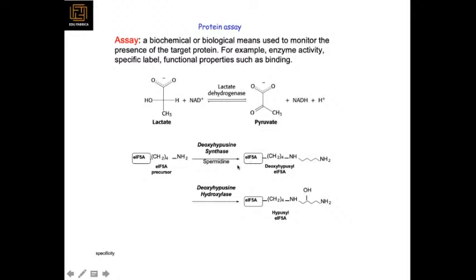Then protein assay. It is a biological means used to monitor the presence of a target protein, for example enzyme activity or specific-level functional proteins, such as binding proteins. Here we can see that lactate is producing pyruvate in the presence of NAD plus and the enzyme lactate dehydrogenase. So in this protein assay, we are converting lactate into pyruvate, leading to NADH and H plus. Further, with the eIF5A precursor, in the presence of two different enzymes, deoxyhypusine synthase and hydroxylase, and spermidine added to that, you get eIF5A deoxyhypusine, and in this case hypusine. So that's how different enzymes produce different functions of protein.